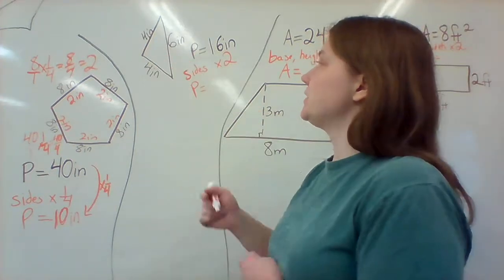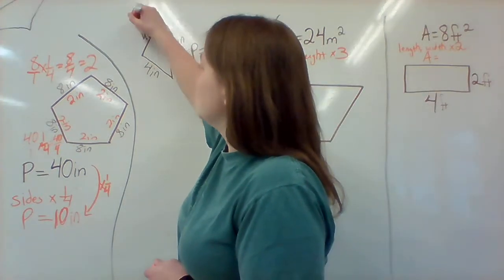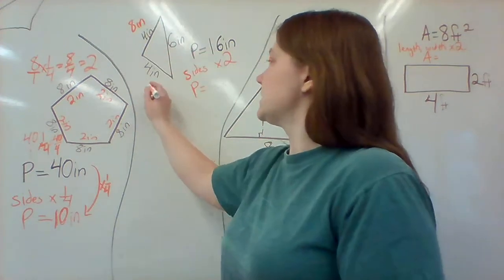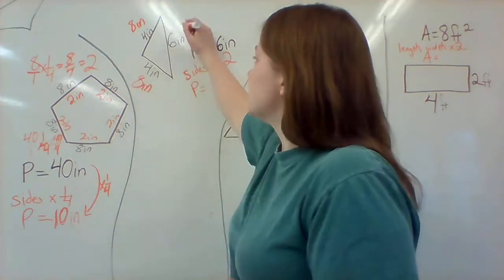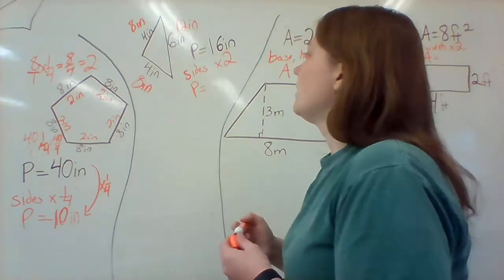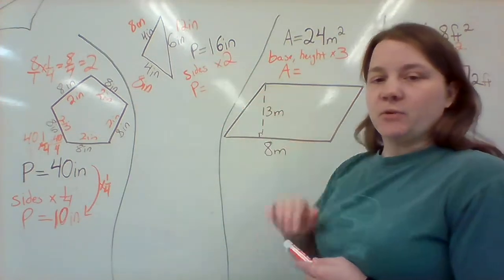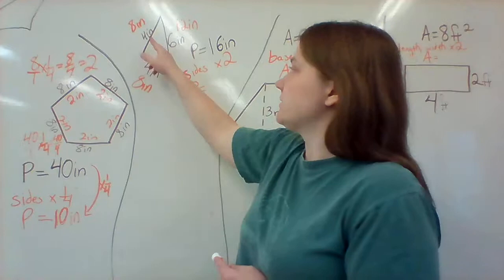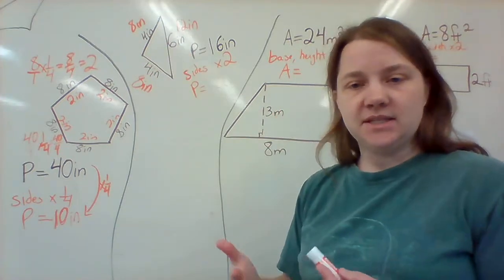So instead of 4 inches, this side is now going to be 8 inches. This side is also going to be 8 inches. This side will be 12 inches. The old perimeter was 16 inches because 4 plus 4 plus 6 is 16.